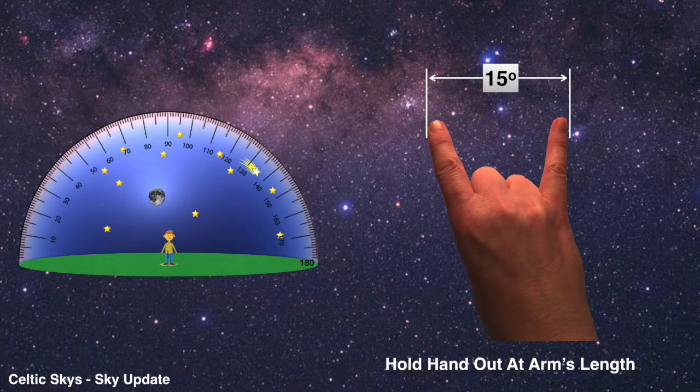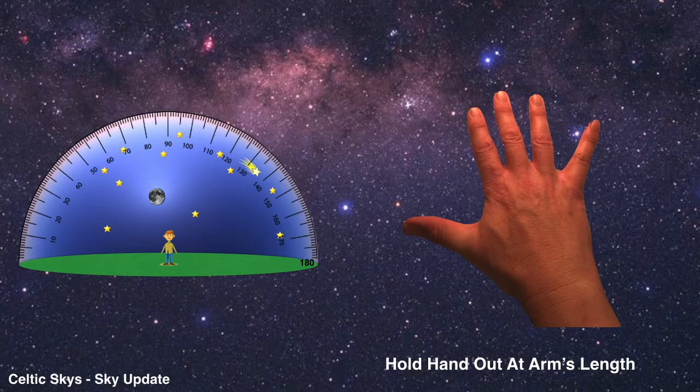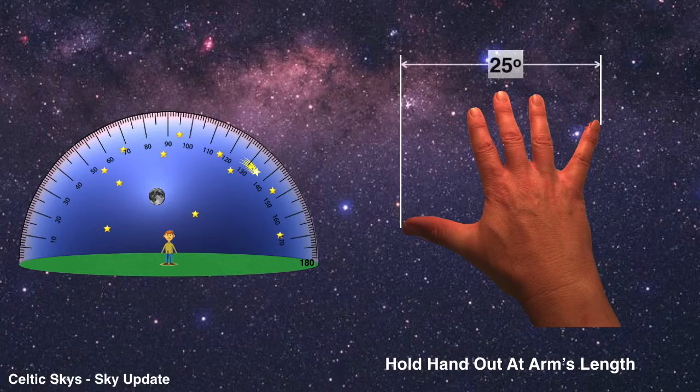I call this the rock and roll pose. And finally, the full outstretched hand is about 25 degrees in width. These are just approximations. They are not an accurate measurement, but they will help you to find your way around the sky. If you know the general direction of an object and its distance above the horizon, you will have a good idea where to find it.